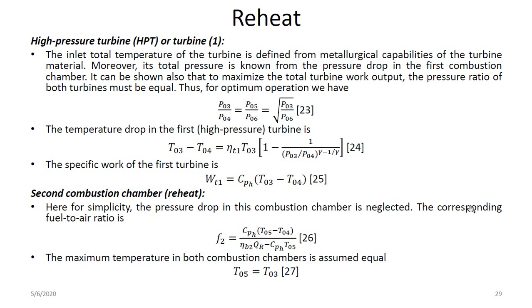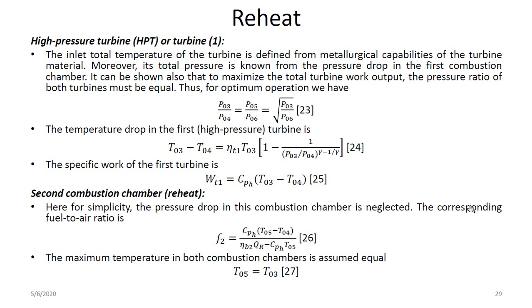Hope this makes sense. And the temperature drop in the first high pressure turbine is given by this formula, which is the same as maybe equation 18. And temperature T3, the total temperature at entry to the first turbine, I've already explained, will be known in advance. And pressure at exit of the turbine will obviously be known. And from here you can get the exit pressure at the first turbine, and you can also get the specific work of the first turbine. So this is the same.